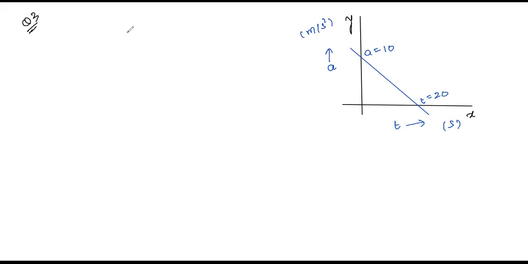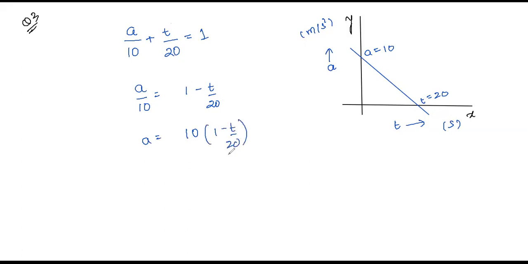Yes, sir. We can use the intercept form x by a plus y by b. Tell me, what will it be? a by 10 plus t by 20 is equal to 1, right? So this gives you a by 10 can be written as 1 minus t by 20, correct? So a is 10 times 1 minus t by 20. Am I correct, Siddharth? Yes, sir.